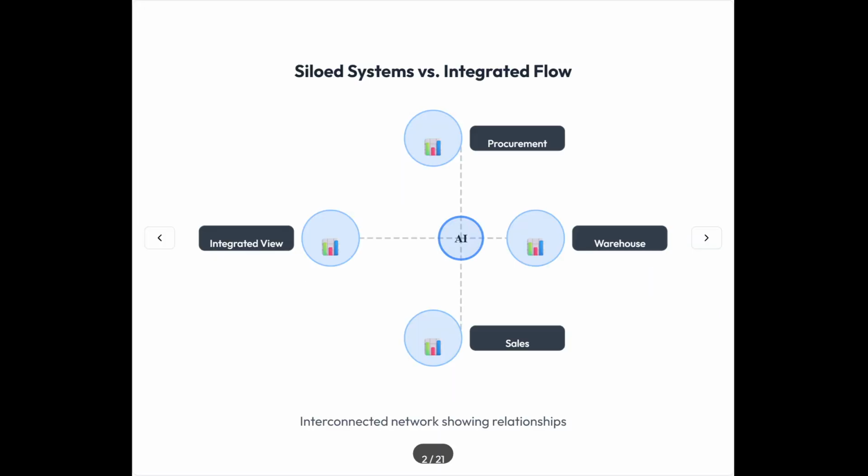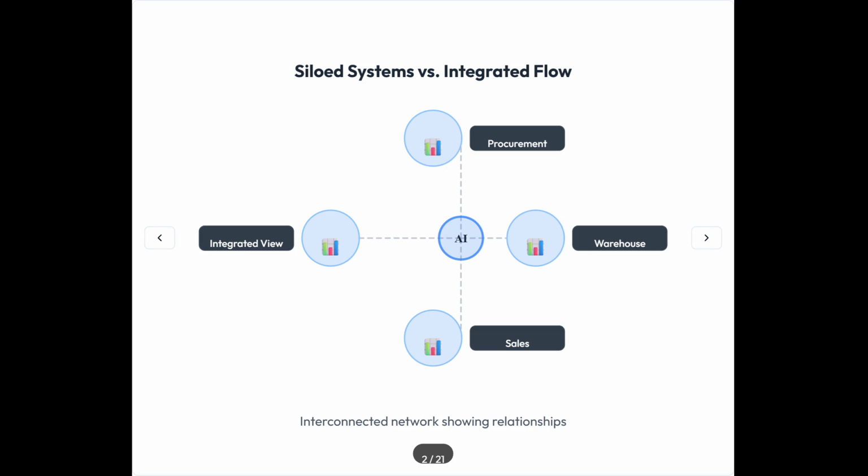Many companies operate with siloed systems. This is like different departments trying to build a car together, but none of them are sharing the blueprints. As you can see in this infographic, the procurement team uses one system, the warehouse team another, and sales a third. These systems don't talk to each other.